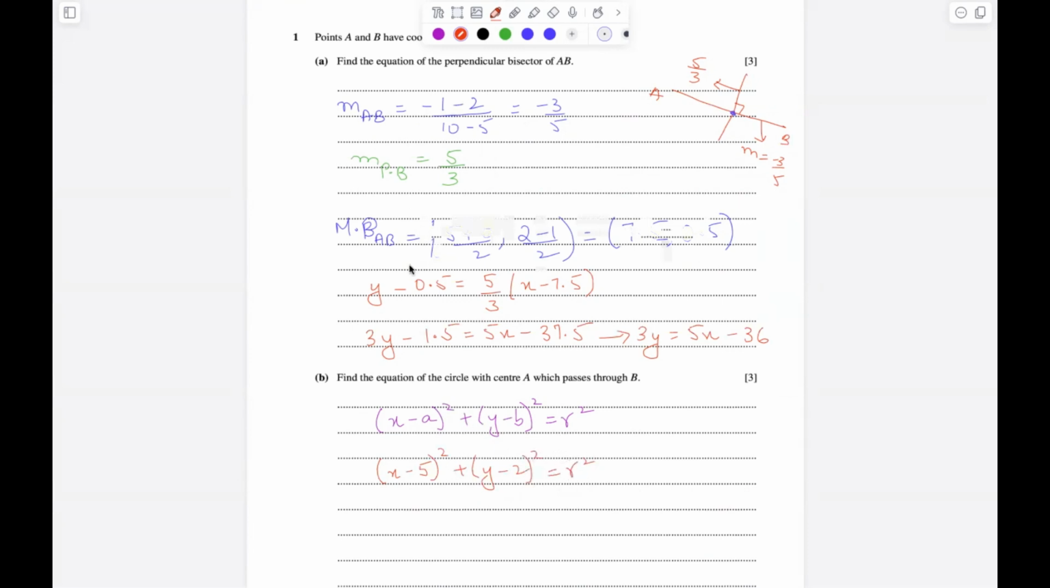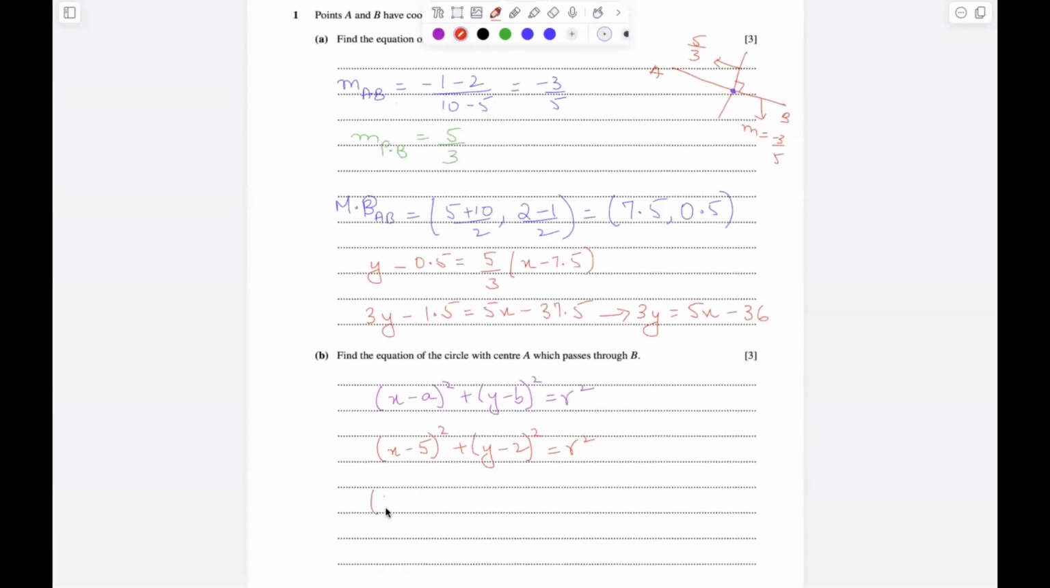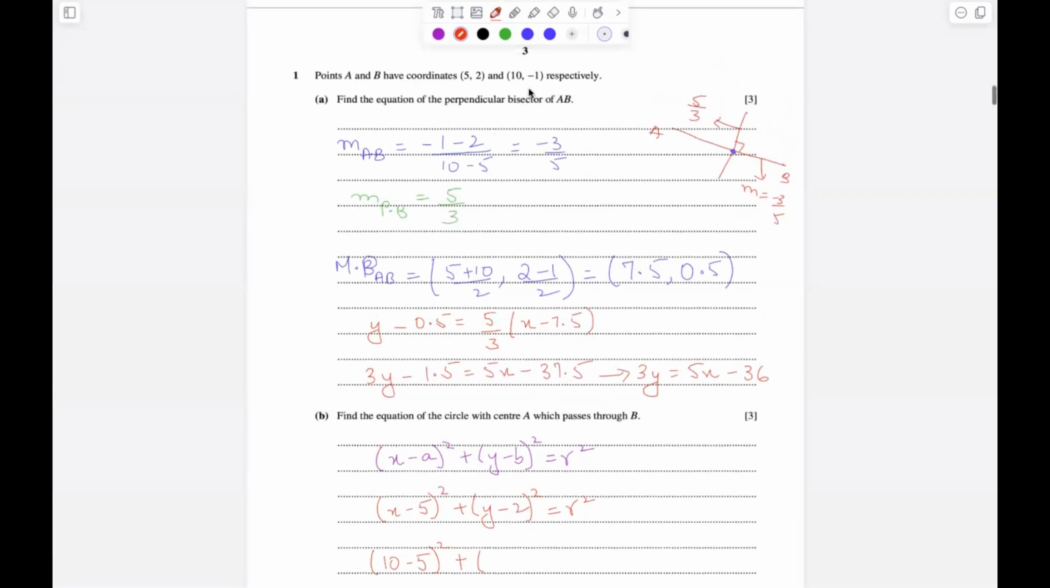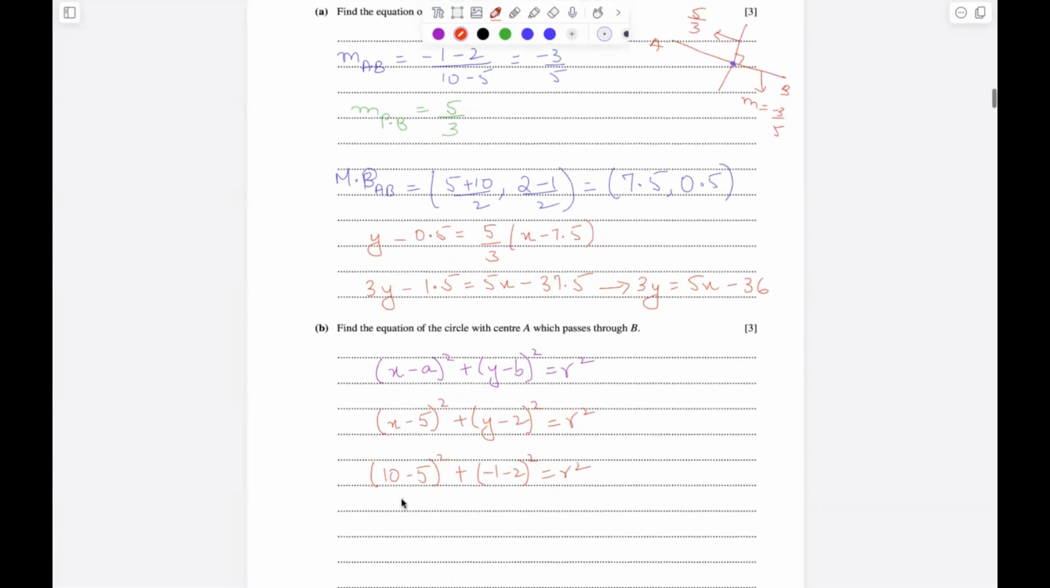Now to find the value of r, we need a point (x, y) on the circle, and as the circle passes through the point B, and point B is (10, -1), in place of x we can write 10, and in place of y, as the y coordinate for B is -1. So this will be (10 minus 5) squared plus (-1 minus 2) whole squared equals r squared. So 10 minus 5 is 5, so this will be 5 squared plus (-3) squared is equal to r squared. This will become 25 plus 9. So r squared will be equal to 34, and r will be equal to the square root of 34.